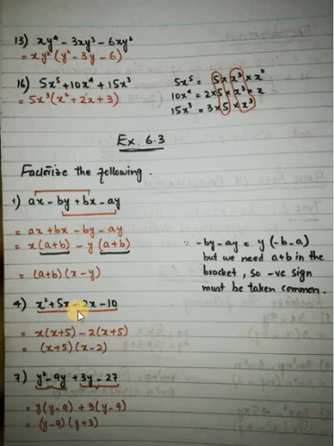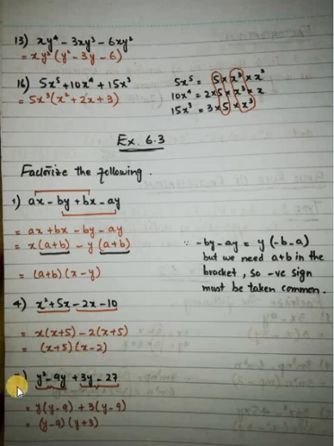Again, the 4 terms, after taking common, you will convert into 2 terms, x into x plus 5 minus 2 into x plus 5. And in these 2 terms, when you take this x plus 5 as a common factor, you will be left with x in the first term and minus 2 in the second term. So the complete factorization is x plus 5 into x minus 2.